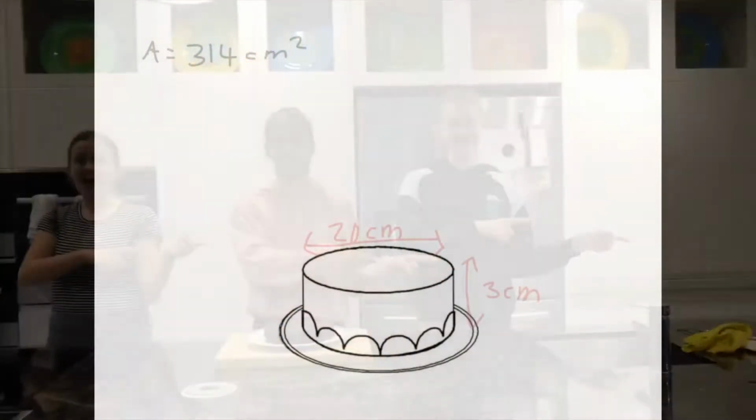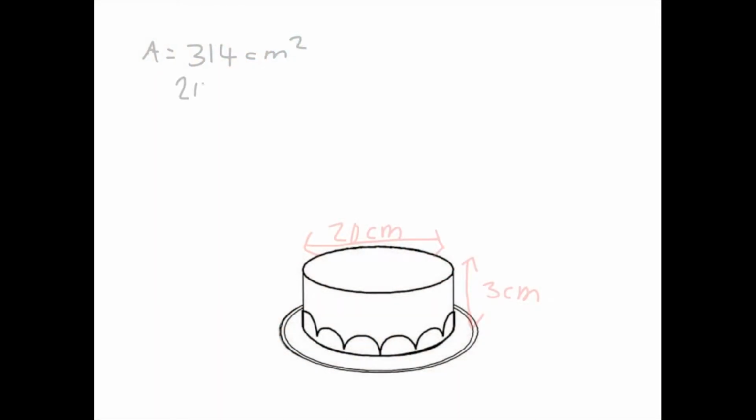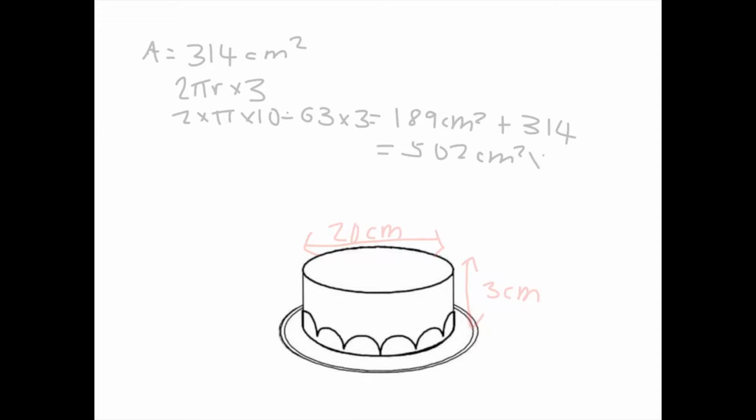First, we find the area of the top plus the area of the side, and then we times it by 0.5 centimetres. Here's how. The area of the top of the circle is 314 centimetres squared. To find the area of the sides, we need to find the circumference, which is 2 pi r, and then times it by 3 centimetres, which is the height. 2 times pi times 10 equals 63 centimetres. Times by 3 equals 189 centimetres squared. Then you add 314 and 189 together, which equals 502 centimetres squared. Finally, you times it by 0.5 centimetres, which is the thickness of the icing, and this equals 251 centimetres cubed. How much icing you'll need.